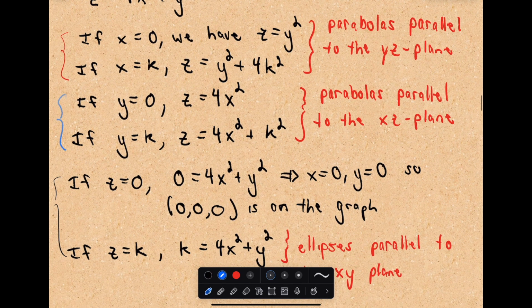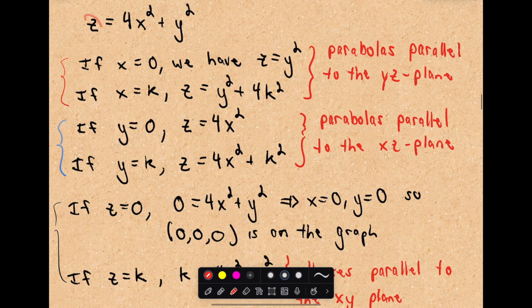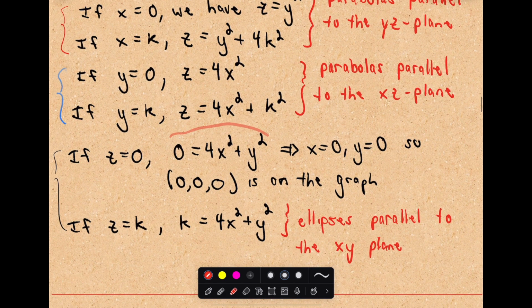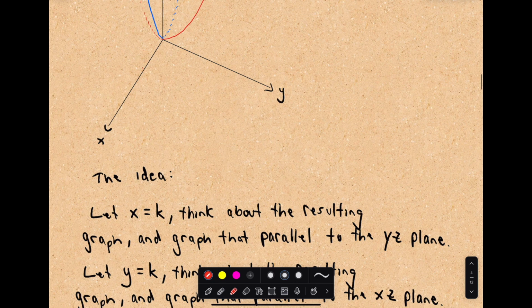Okay, let's look at two more. Let's let z equal 0. And if I let z equal 0, well, I'm just going to substitute in 0 on the left. And that would give me 0 equals 4x squared plus y squared. Well, the only solution to that is when both x and y also equal 0. So z was equal to 0, and we know x has to be 0, y has to be 0. So again, at that point 0, 0, 0 is on the graph.